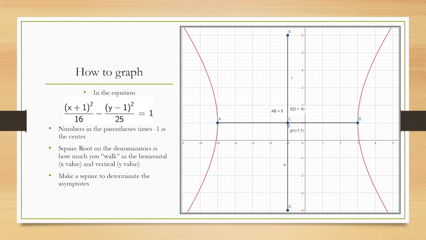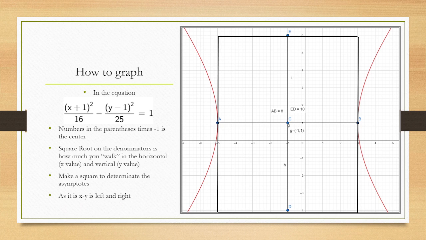After determining that, we have to find the asymptotes. It can be done by connecting all the vertices into a rectangle shape, and then making a double cross in the rectangle's vertices, finding the asymptotes. As we know that the equation is x minus y, we know that it will open left to right. So we draw two curves that touch the horizontal vertices, but cannot touch the asymptotes.